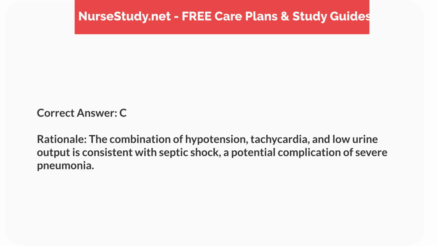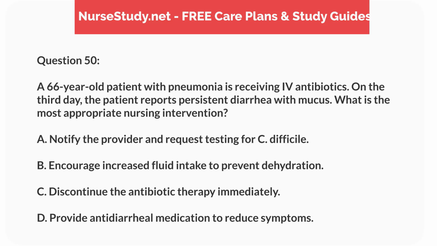Rationale: the combination of hypotension, tachycardia, and low urine output is consistent with septic shock, a potential complication of severe pneumonia. Question 50. A 66-year-old patient with pneumonia is receiving IV antibiotics.